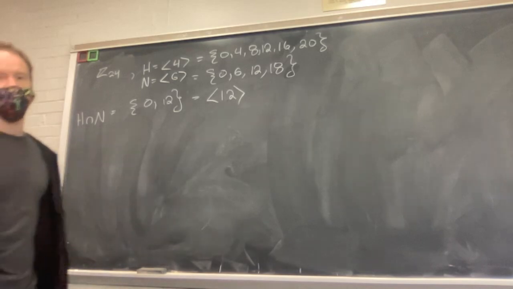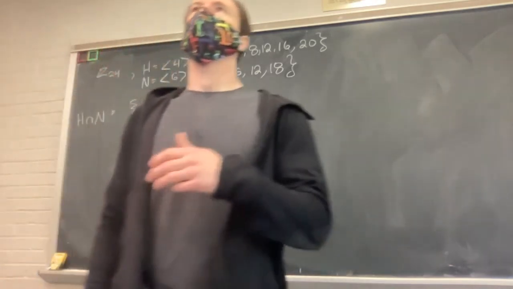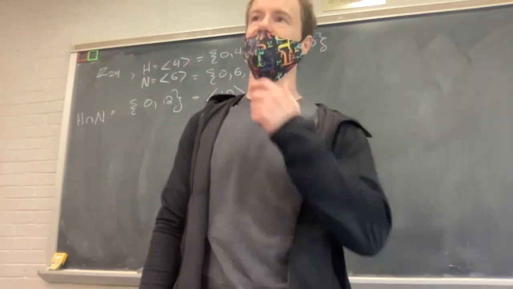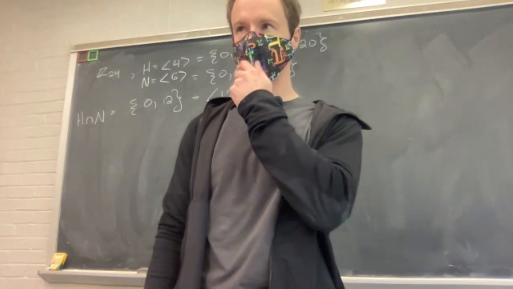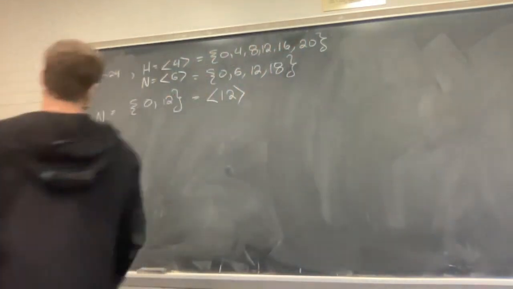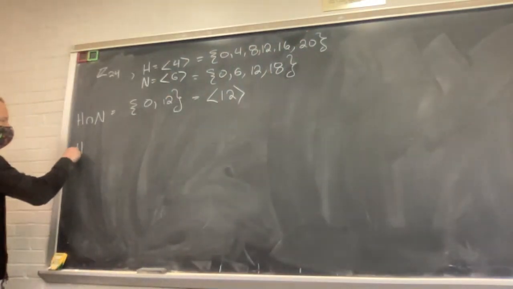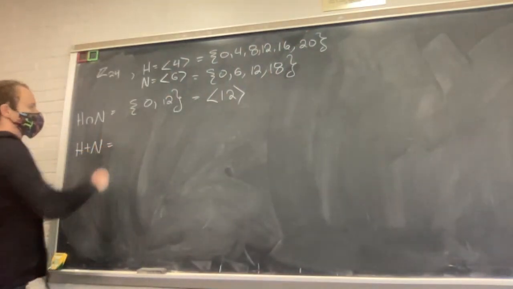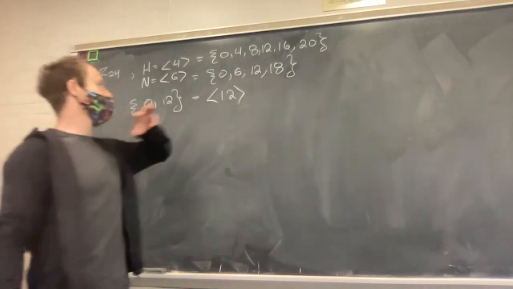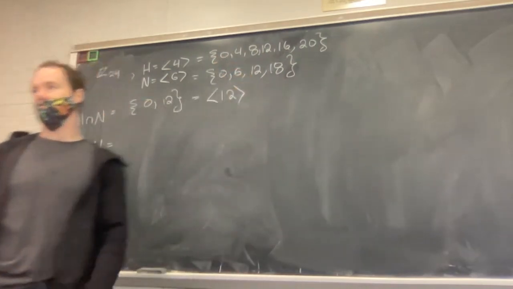Now let's look at H plus N, which usually when you're writing the isomorphism theorem, you write as H times N because your arbitrary group operation is written multiplicatively, but here we're additive. So we'll write H plus N. So how do we do H plus N? We look at all possibilities of adding something from H with something from N.